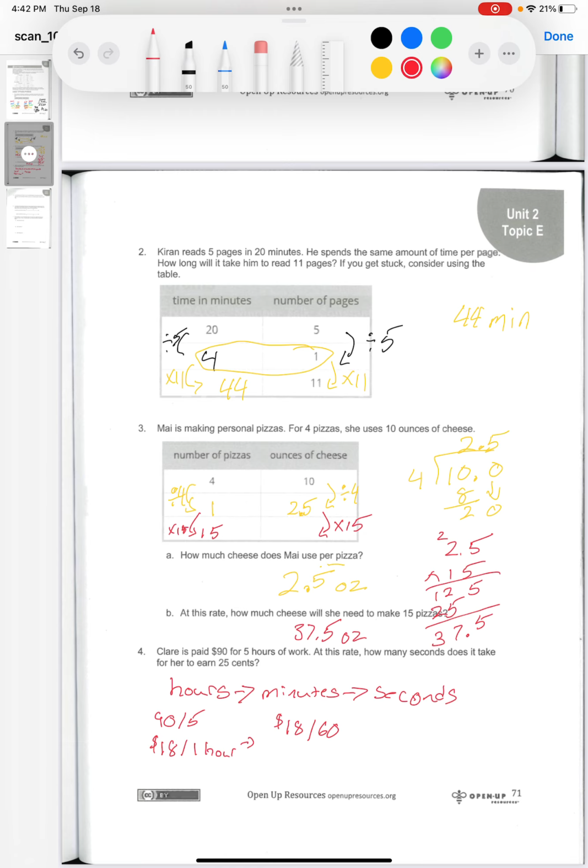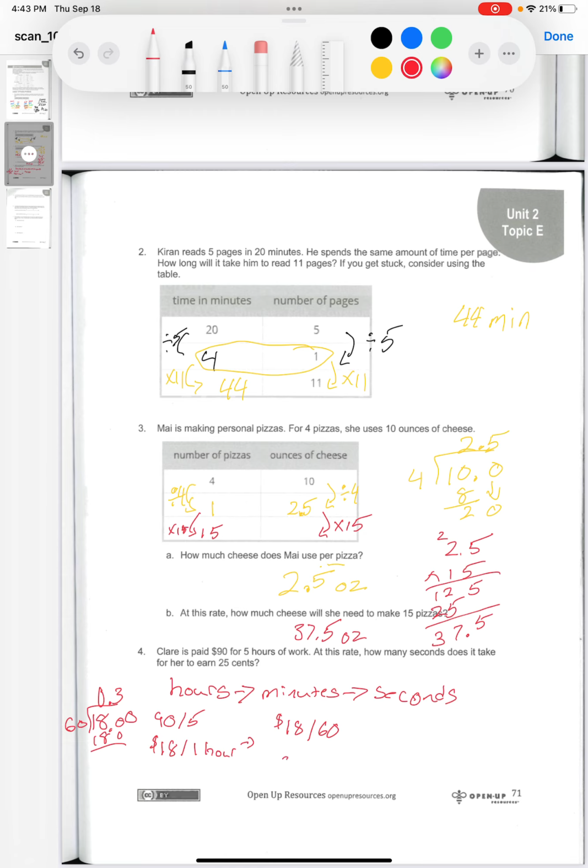Okay. Well, I can do 18 divided by 60, or I can come off to the side and I can say, I can do 18 divided by 60. Well, it doesn't go into 18, but it does go into 180. Well, 6 goes into 18 3 times, so 3 times 0 is 0. 3 times 6 is 18. So that's 0.3.